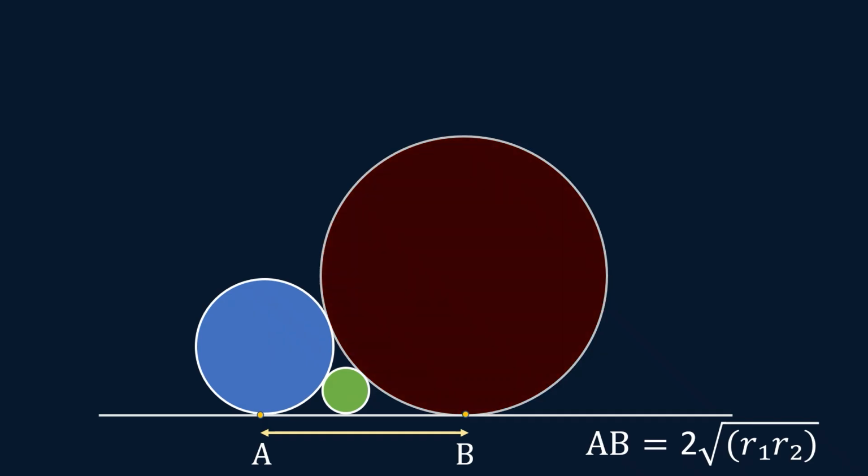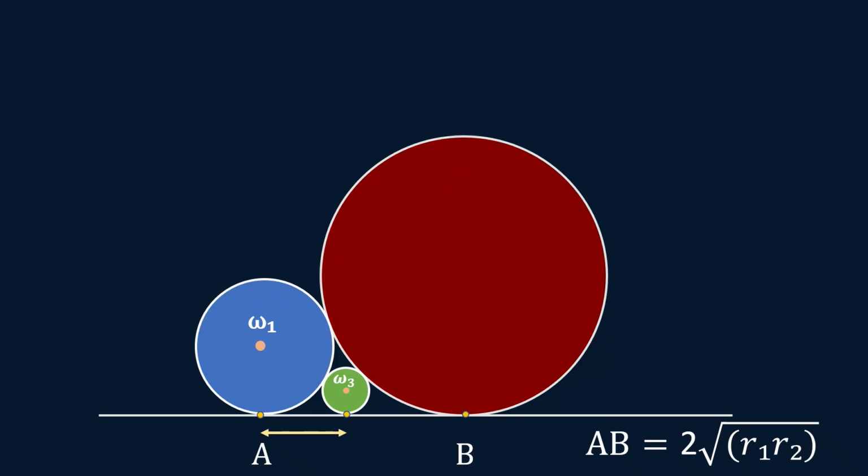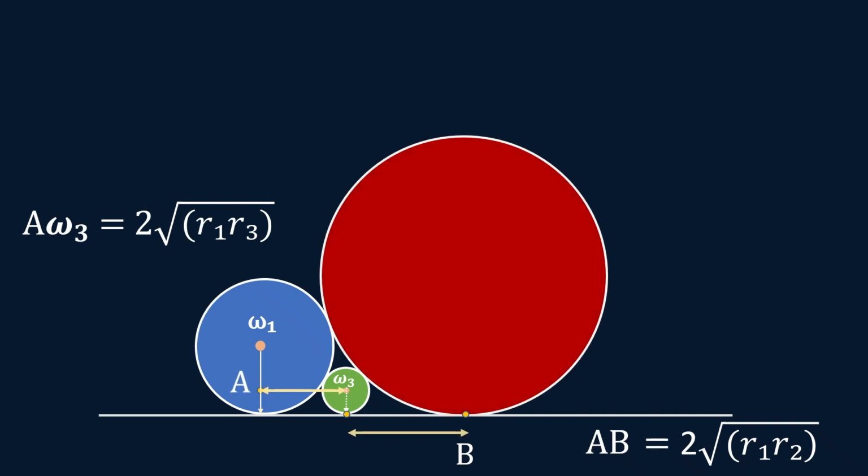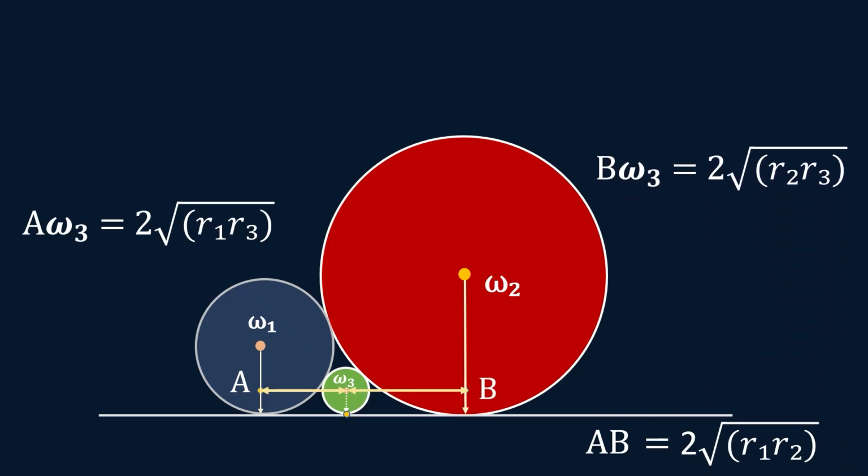Next, consider circles C1 and C3. We'll denote their centers by the Greek letter omega 1 and omega 3. The distance from point A to the vertical through omega 3 equals 2 square root R1 R3. Similarly, between C2 and C3, the distance from point B to the vertical through omega 3 equals 2 square root R2 R3.